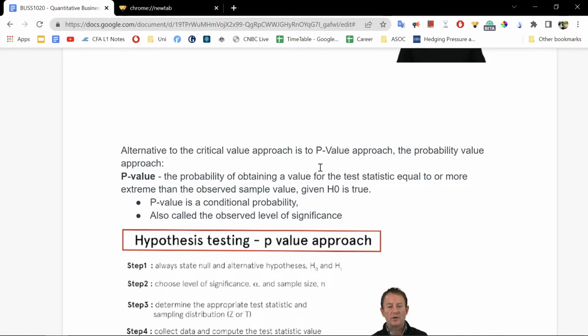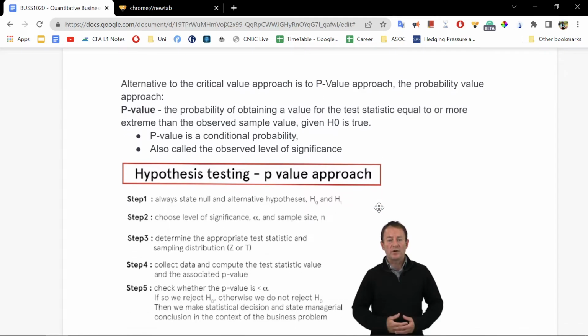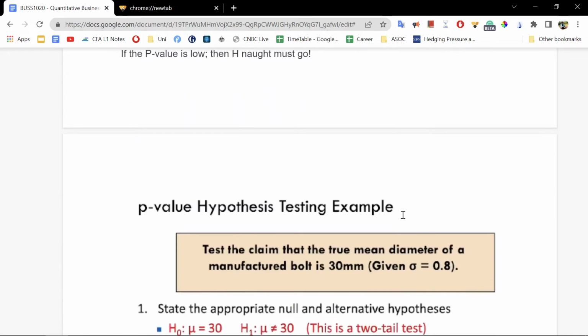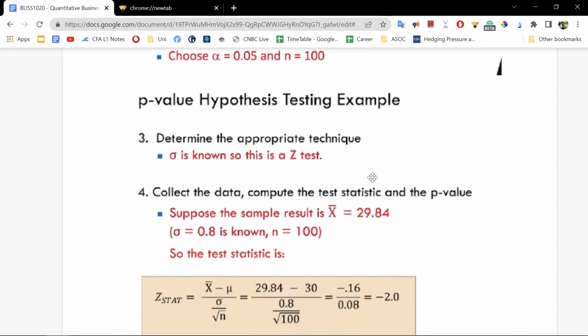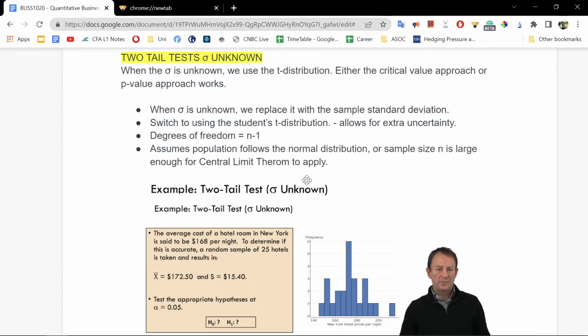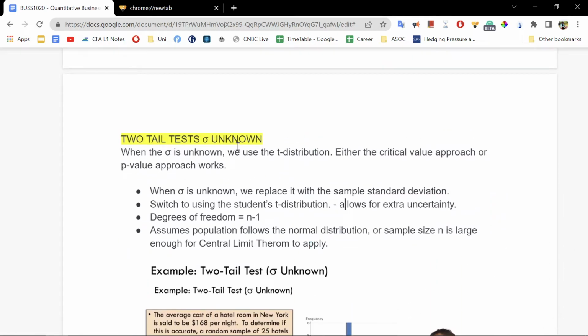An alternative to the critical value approach is the p-value approach. In this probability value approach, the p-value refers to the probability of getting values that are shown within the x bar. So this is the p-value approach for hypothesis testing. Calculating the p-value: two tails when sigma is unknown.